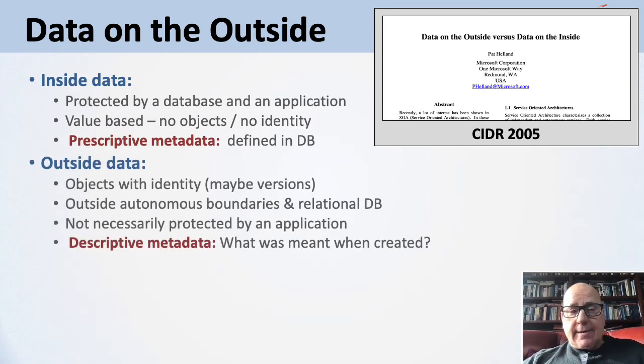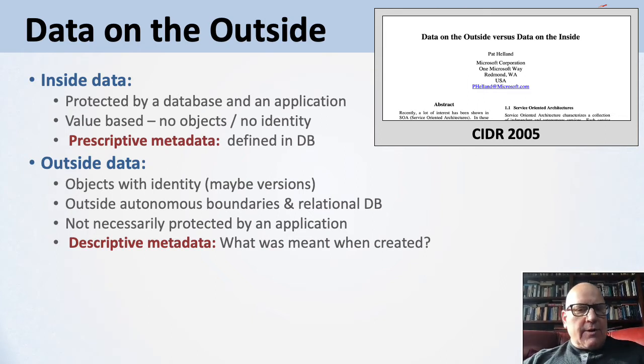Now, outside data is not quite the same. It ends up being objects with identity and maybe versions for those identities. Now, outside autonomous boundaries is where this stuff lives. It's outside the database, it's outside the application surrounding the database, and it's a thing that's pushed out into the mean, cruel world to be shared across boundaries. It's typically not protected by an application. And furthermore, when you wrote it, you wrote it. So what's in it meant what you meant when you wrote it.